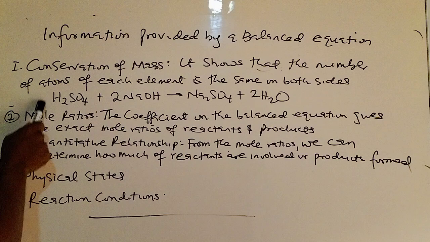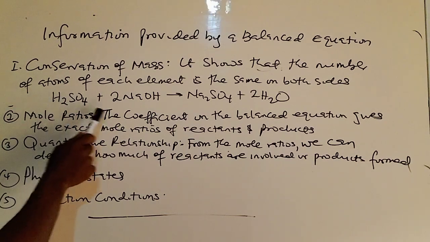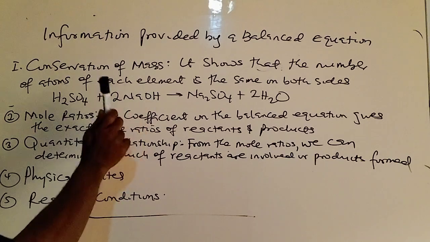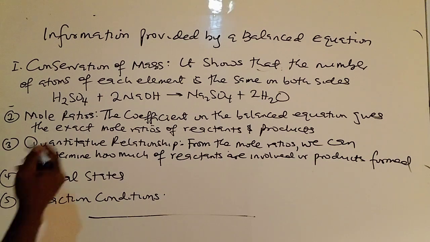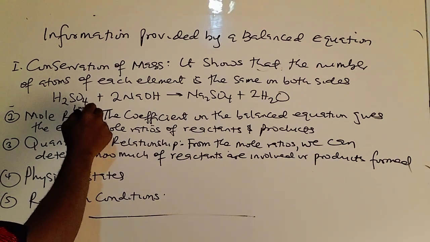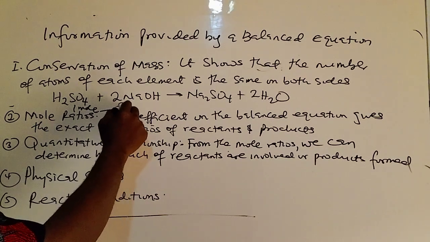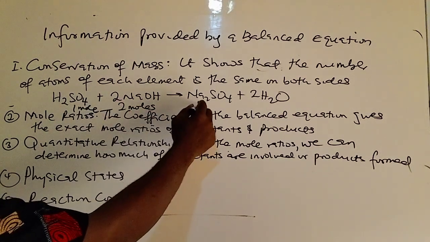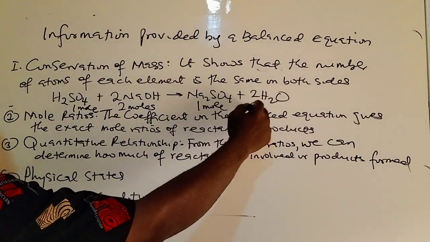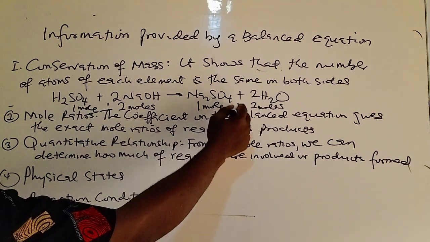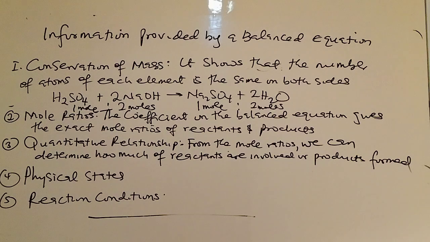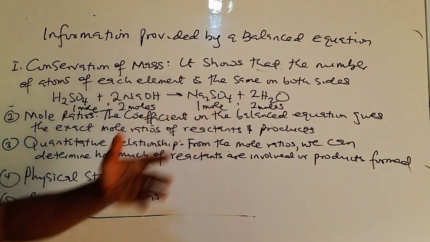I can say 1 mole of H2SO4 reacted with 2 moles of NaOH to produce 1 mole of this and 2 moles of that. So we can say this is 1 mole for this acid, 2 moles for this, then 1 mole for that, and 2 moles for that. So the mole ratio is 1:2 for the reactants and 1:2 also for the product. So it gives the mole ratio of the reactants and products in a balanced equation. So the mole ratios are the coefficients we are seeing. So that we can get from a balanced equation.